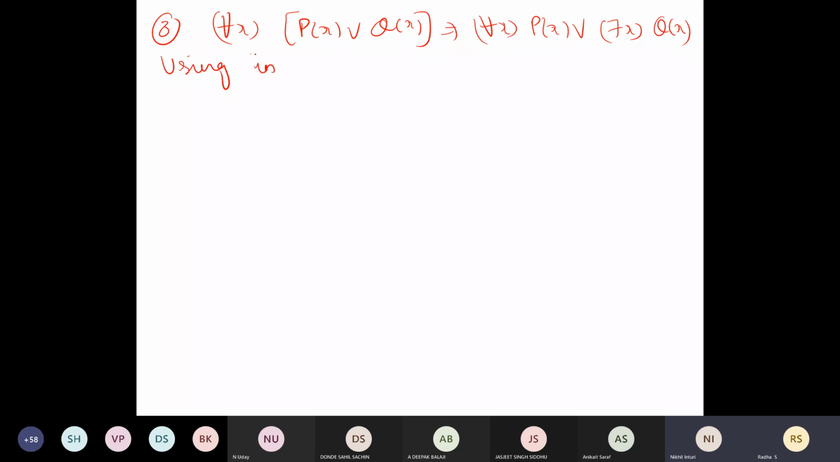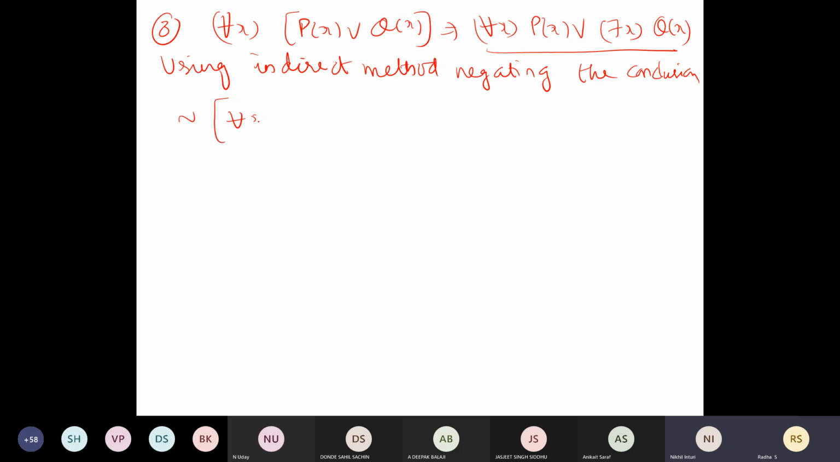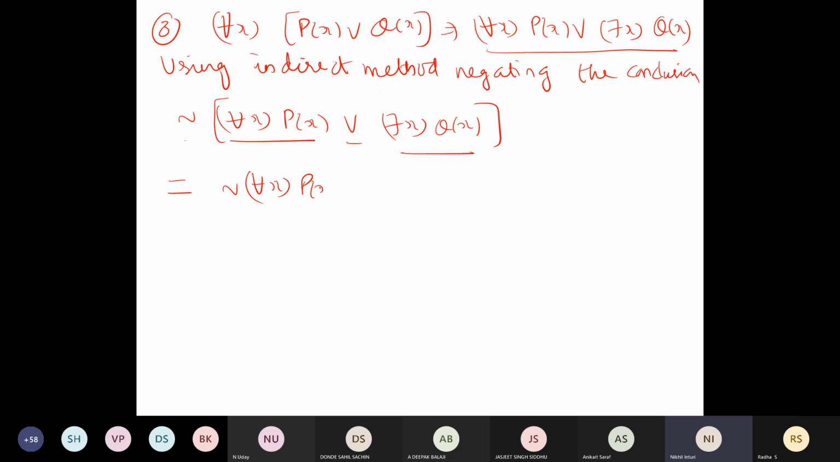So using the indirect method, what do we do? You remember? We take the negation of the conclusion, the right hand side. Negating the conclusion, you have to apply De Morgan's law. A union B the whole dash is equal to A dash intersection B dash. Now, not of for all will become there exists x not P of x, and for all x not of Q of x.